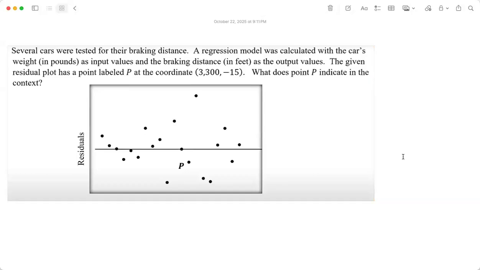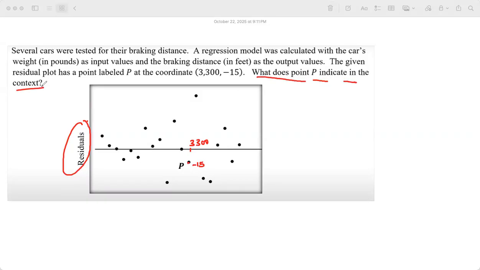Several cars were tested for their braking distance. A regression model was calculated with the car's weight as input values and braking distance as output values. Okay, so car weight is 3,300. At some point P, this is the point P. Point P is also given. Do you see? This model is 3,300 minus 15. This is a plot of what? Residuals. Tell me, what does point P indicate in this context?